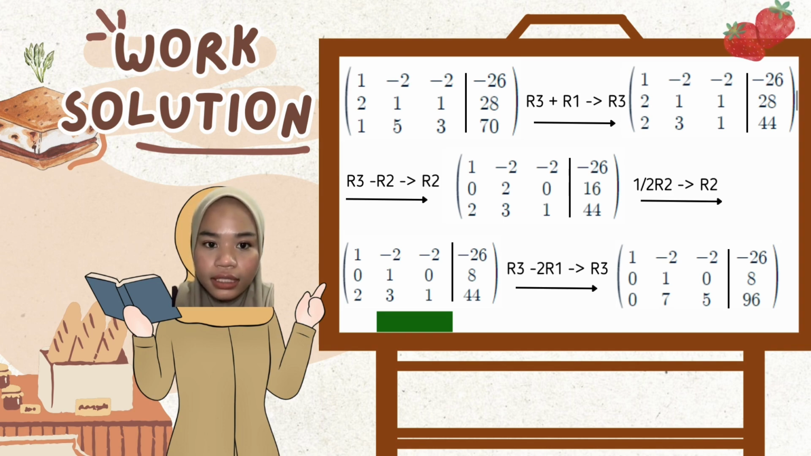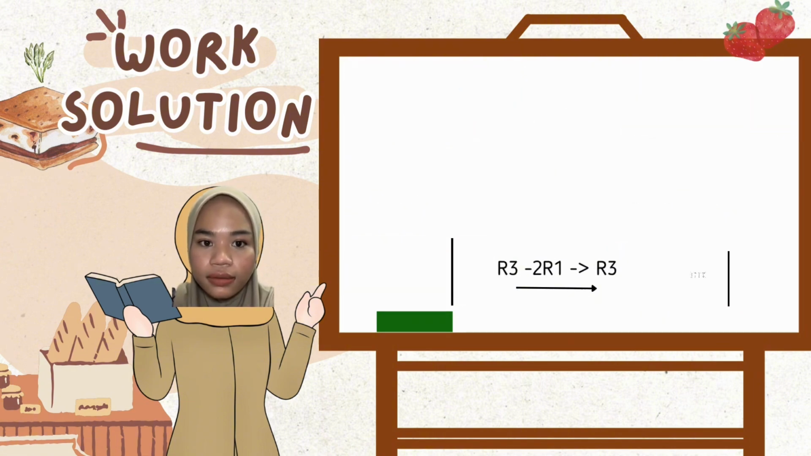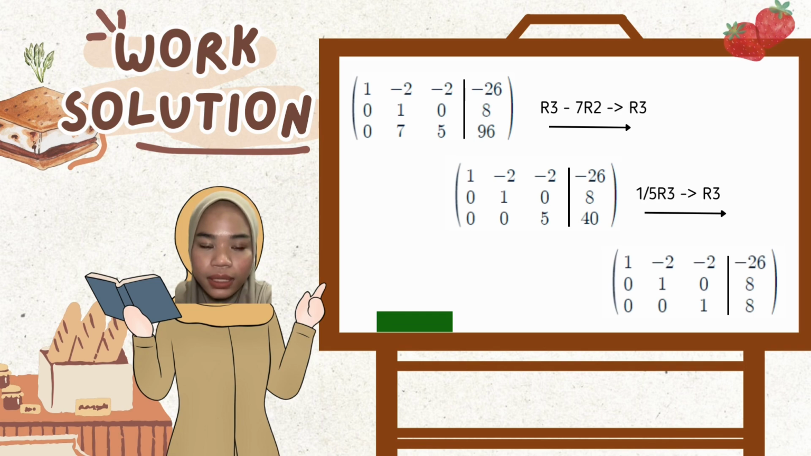Then R3 minus 2 R1 into R3, so 0, 7, 5 equal to 96. Next, R3 minus 7R2 into R3, so 0, 0, 5, 40. Lastly, 1 over 5 R3 into R3. And then we will get a leading 1 and all 0 below the leading 1.